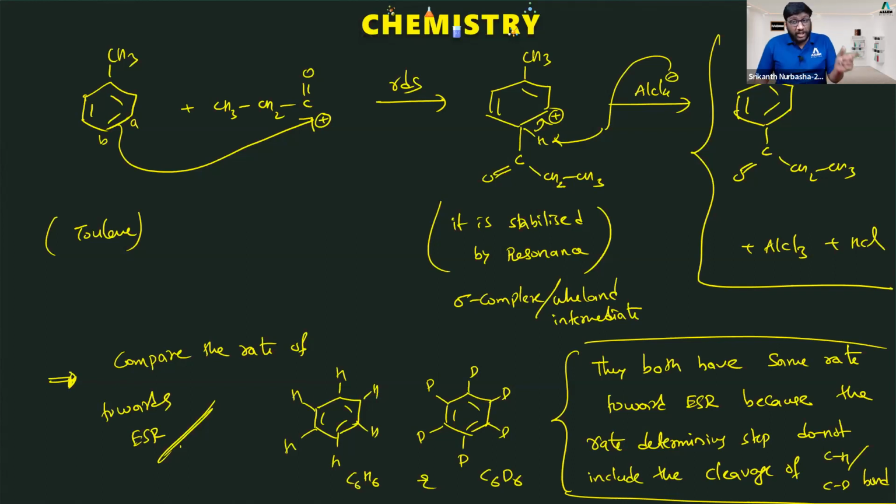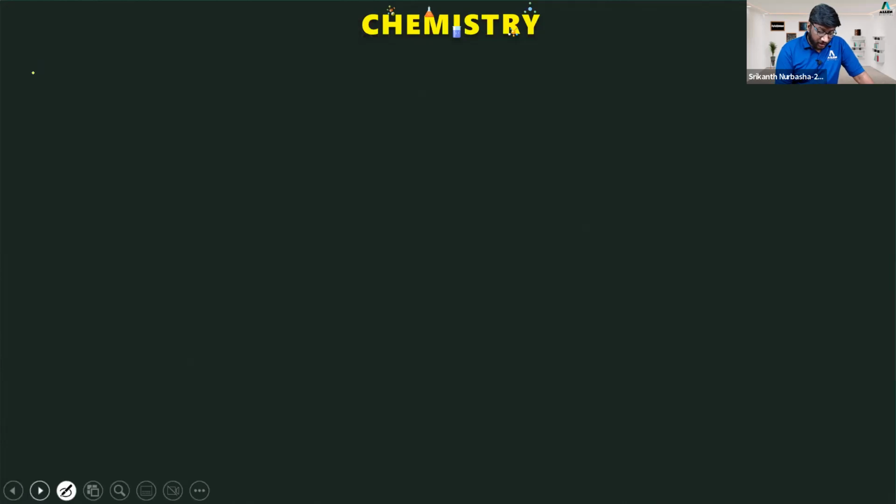The bond energies of CH bond and CD bond are completely different. CD bond is a stronger bond. We all know that. We have explained that using the concept of reduced mass. But the rate determining step is not involving the cleavage of CH bond. So that is why they both will have the same rate towards electrophilic substitution reactions. Clear? Very good. So let us talk about the next reaction. After Friedel-Crafts alkylation and acylation, we can think of nitration.